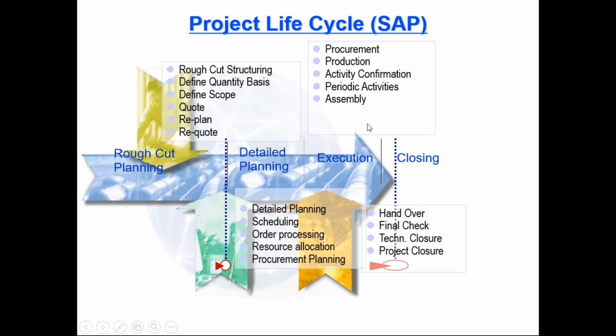Periodic activities here: result analysis, settlement or progress analysis, all these things have to be maintained or seen in the system. Assembly processing, if you are doing any assembly, will be taken care of in this phase. Once your product is ready, it will go for final closure, meaning handover of the product. When you are handing over, you need to do the quality check. This is the final check, then handover, then technical closure, and finally you close the project. Almost all these steps have to be considered in all different types of projects in your business or system.